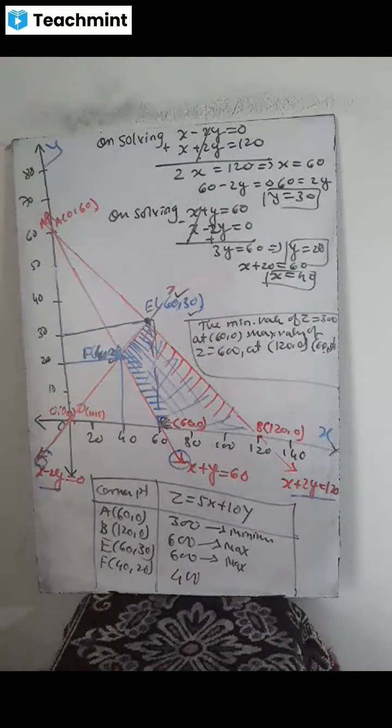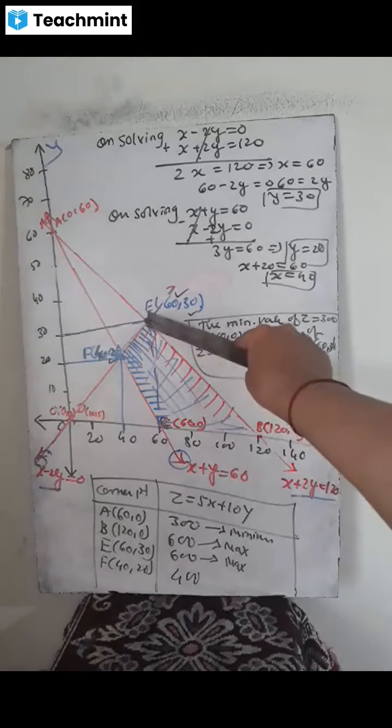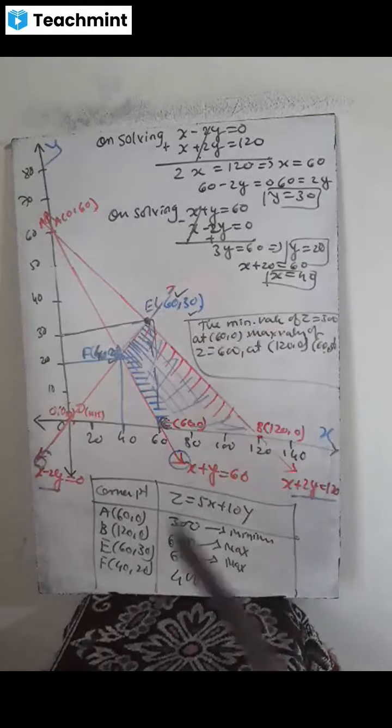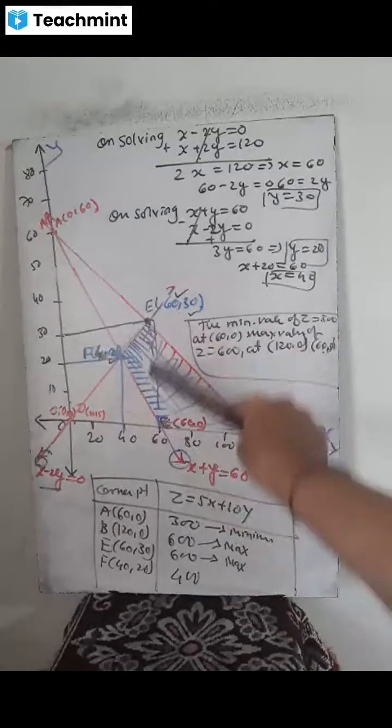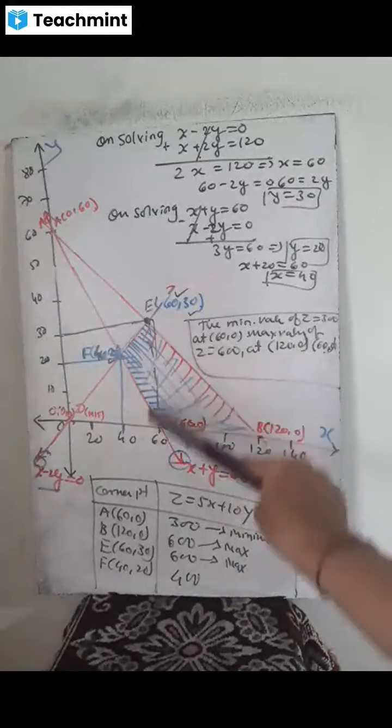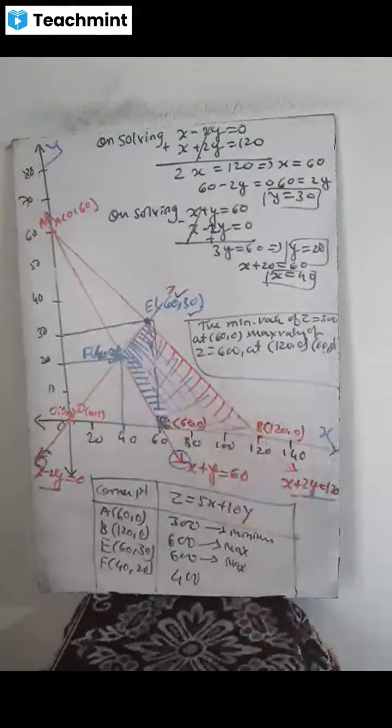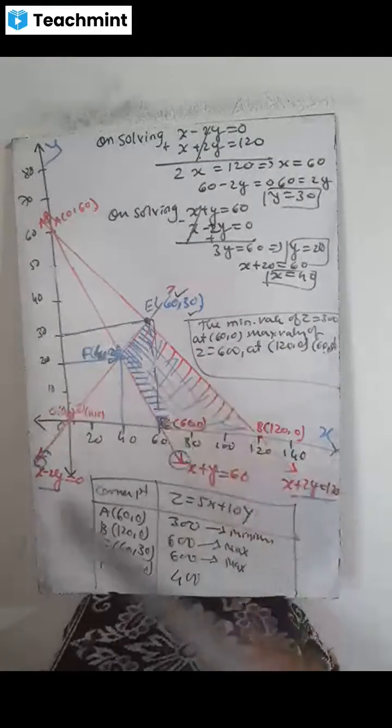Now for this feasible region we can find the corner points. This is E and I put here F. From the graph, if I draw the perpendicular, I got 60 and 30. For F I got 40 and 20.